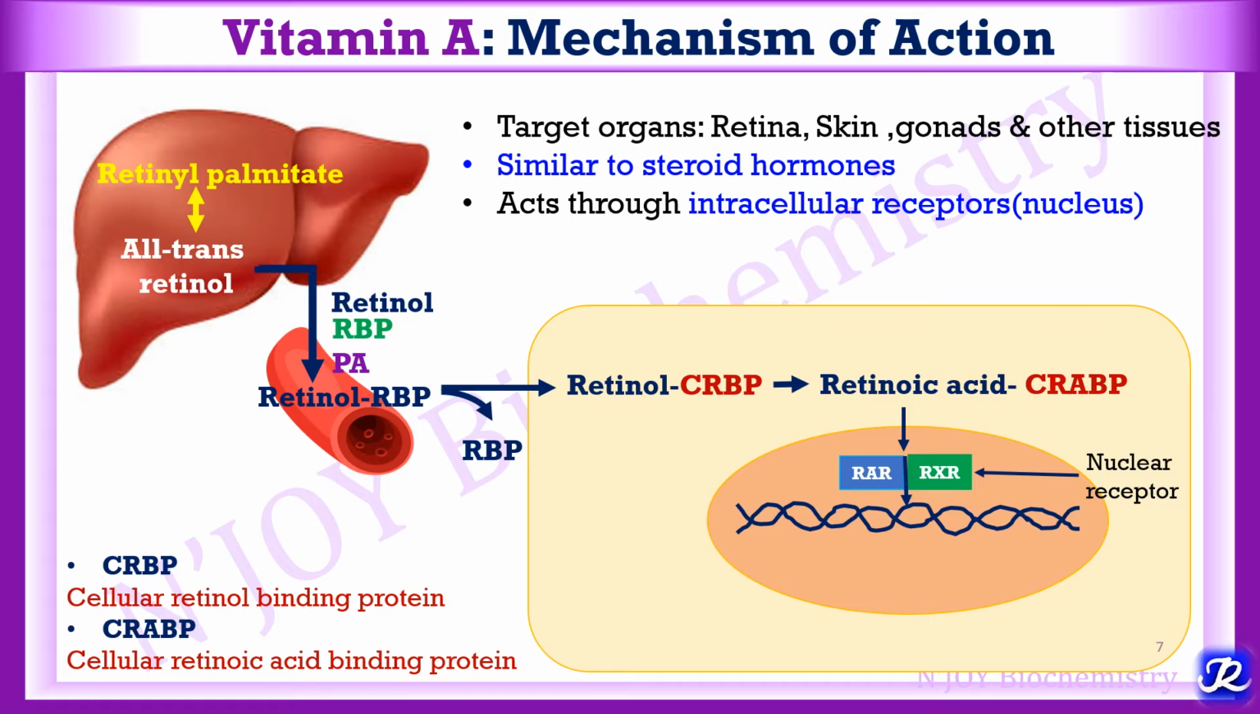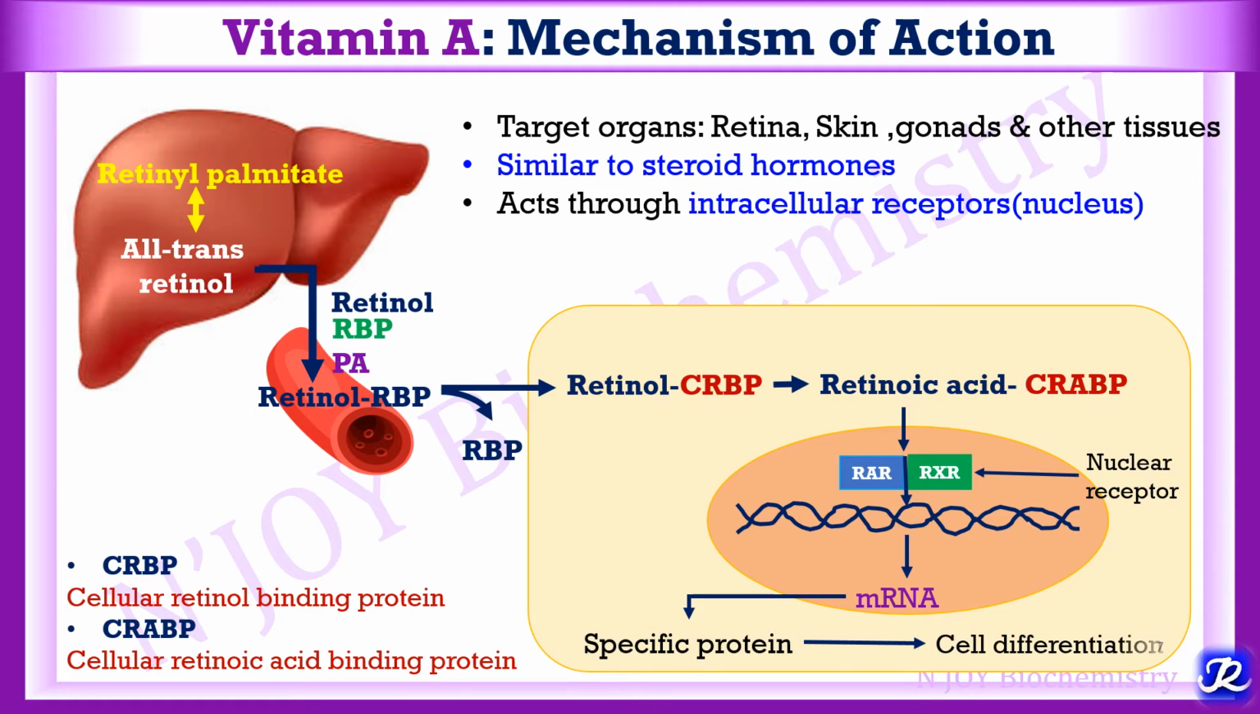interact with the target gene, and after interaction there is transcription of the target gene and there is formation of RNA. Further, through translation, specific proteins are synthesized which are required for the various functions carried out by vitamin A like morphogenesis, cell differentiation, growth, etc. So this is the mechanism of action of vitamin A, which is similar to steroid hormones, and this vitamin A acts through nuclear receptors.